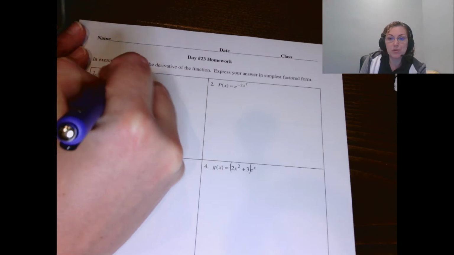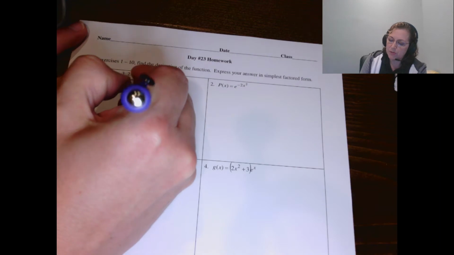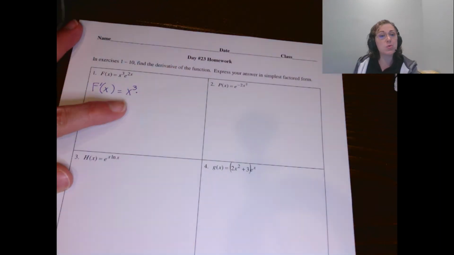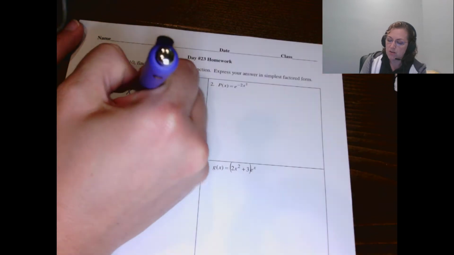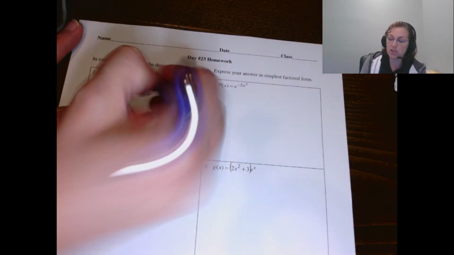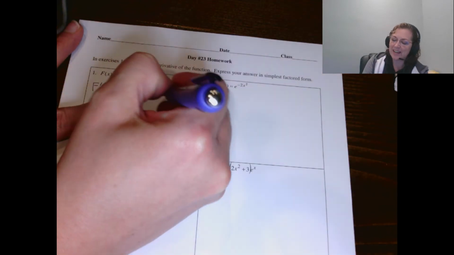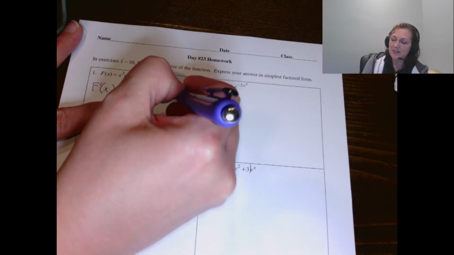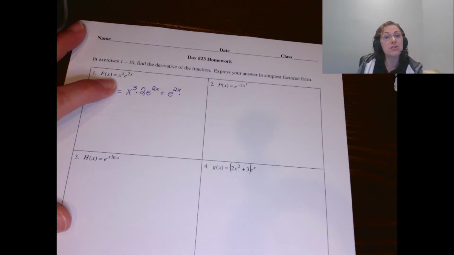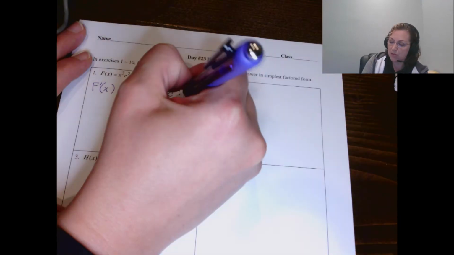Remember, product rule tells us we're going to do the first, which in this case is x cubed, times the derivative of the second. Now the derivative of e to the 2x would be 2e to the 2x. Think about the chain rule there. Plus, now we'll do the second, which is e to the 2x, times the derivative of the first. And the derivative of x cubed would be 3x squared.